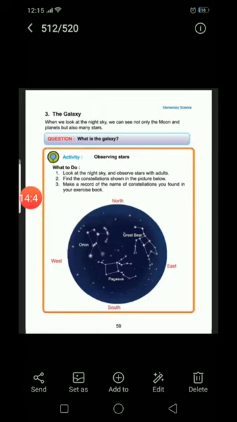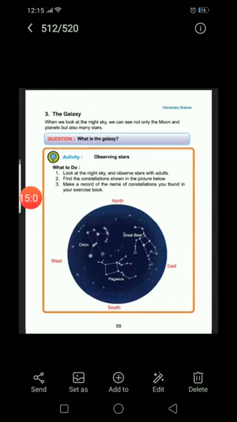But it's so far. That's why these stars look small, but they are not so small. They are very big, bigger than the sun. Do you know? But we can see this star is very small. Why? Because these stars are very far from us. That's why they look very small.